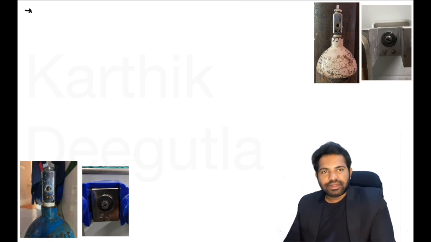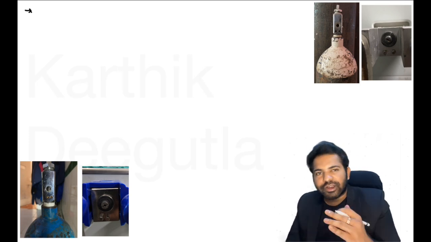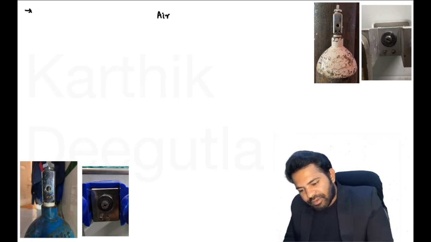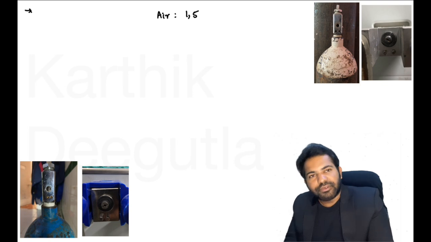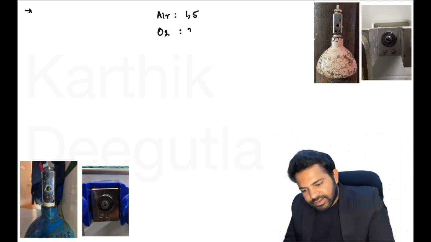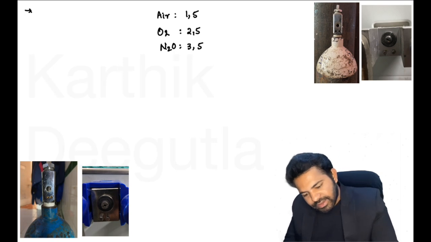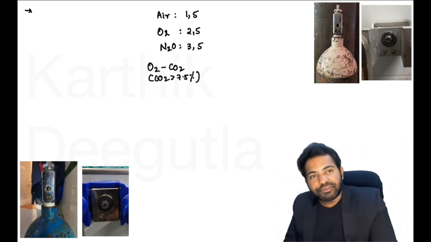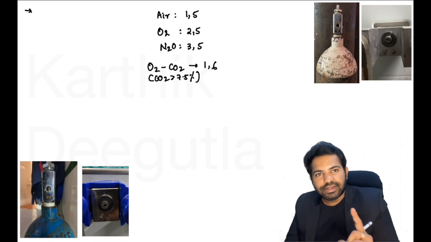It is easy to remember the pin index if you focus carefully. I'll tell you an order in which the pin index can be remembered. Firstly, we have air. For air, the pin index is 1,5. Then oxygen, it is 2,5. Then for nitrous oxide, it is 3,5. Clear? Simple. Then we have oxygen and carbon dioxide, with carbon dioxide more than 7.5%. The pin index is 1,6.